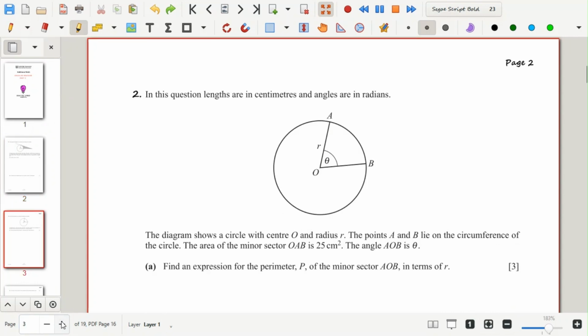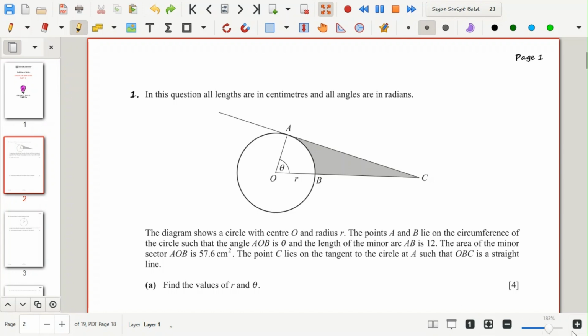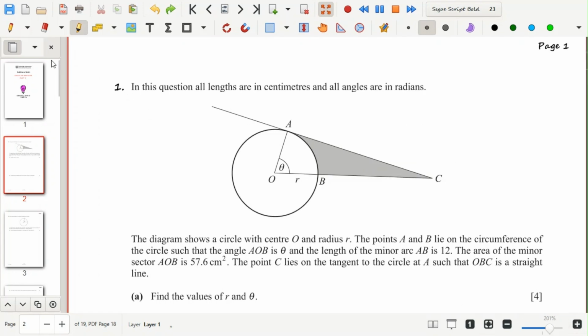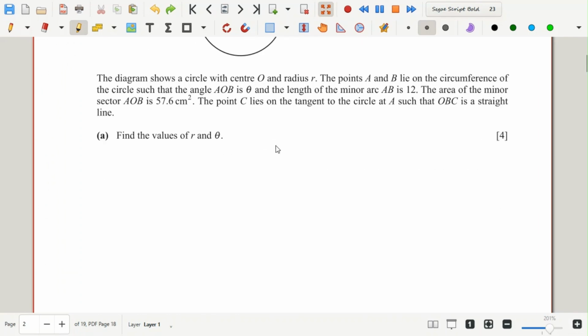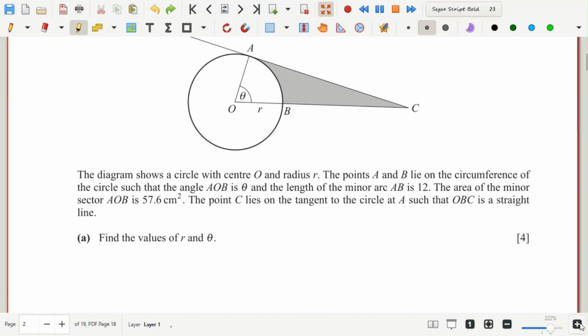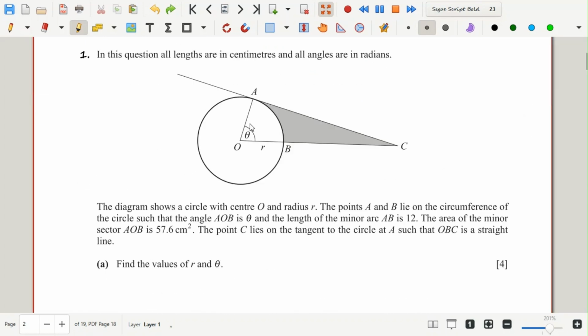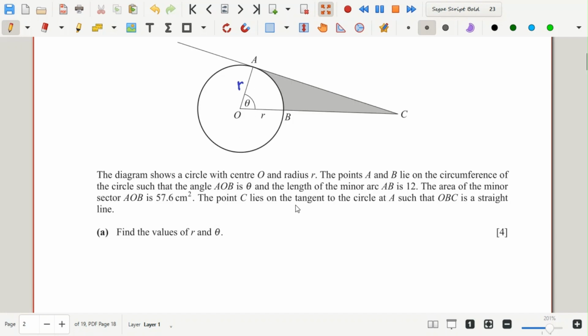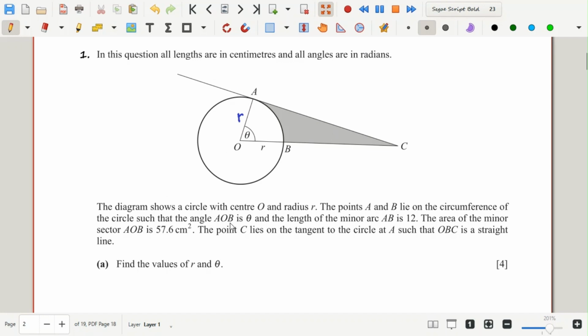Let me make it a little bigger. Okay, all right, so now let's start. So here, the first thing is, this is the radius, right? From center to circumference is the radius. So now how can we find the value of r?